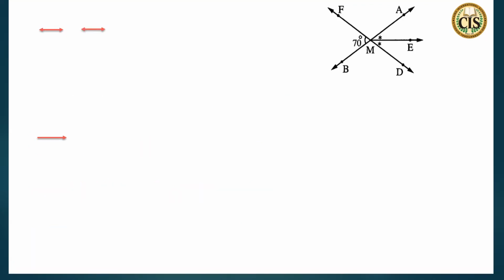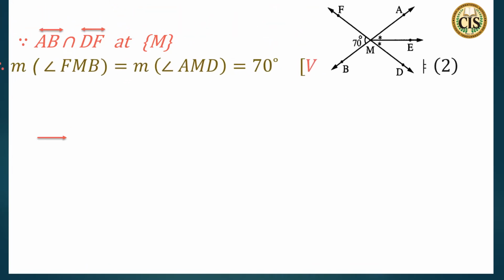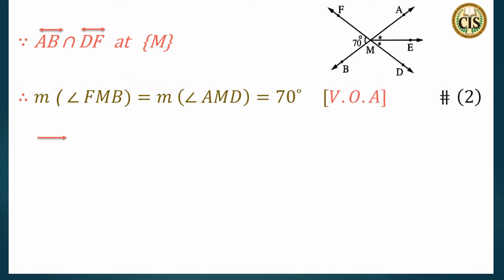Okay, number 2, to find measure angle AMD. Since AB intersects with DF as straight lines at M, then measure angle FMB equals measure angle AMD, which equals 70 degrees as vertically opposite angles. So measure angle AMD equals 70 degrees.